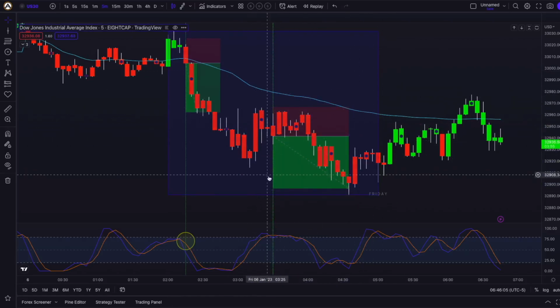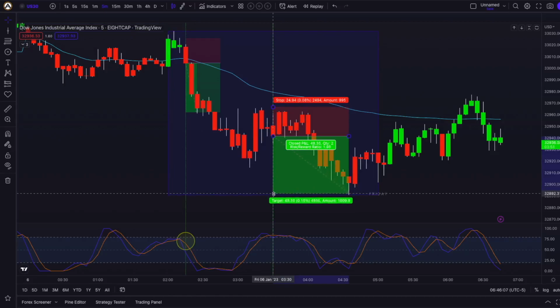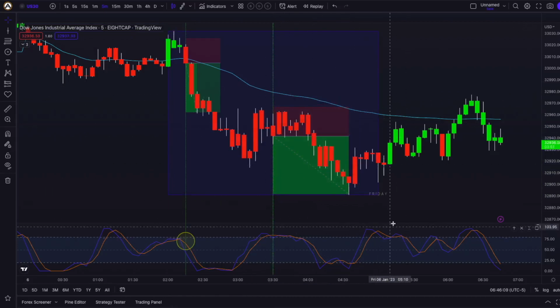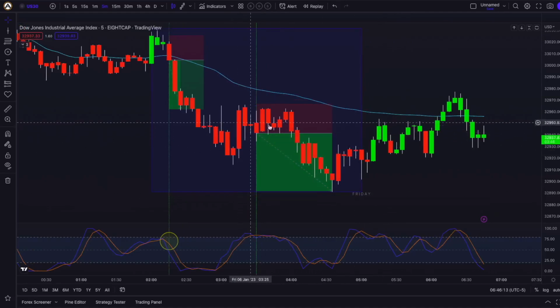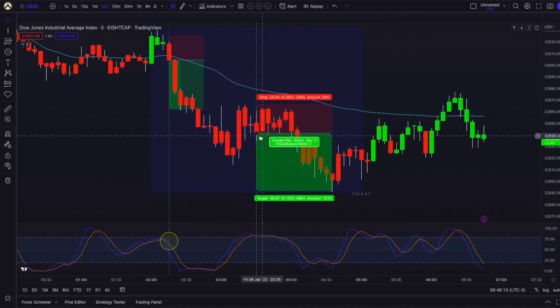You would have been safe, hit a beautiful 2-to-1 risk to reward ratio right here. Boom, another winning trade. Of course, during this consolidation sideways, during this pullback, this wasn't your only entry opportunity.